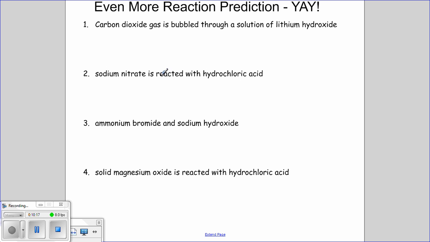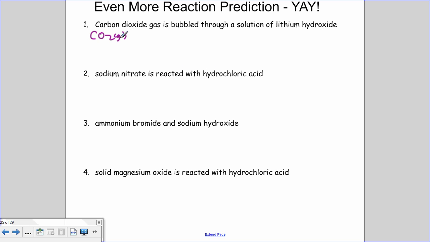And here we go. Let's do a little reaction prediction together. This is the part I really want to practice because you're going to need to really understand how the terminology refers to how to write the right net ionic equation. All right, so we have carbon dioxide gas, CO2 gas, and I like to write the state with it because I don't want you to make a mistake and forget that you don't ionize that, is bubbled through a solution of lithium hydroxide, okay? And this is solution, so I'm going to put aqueous.